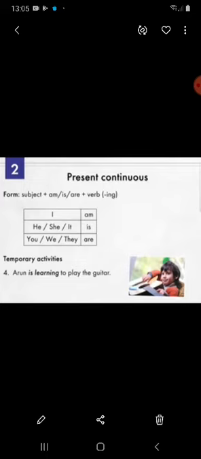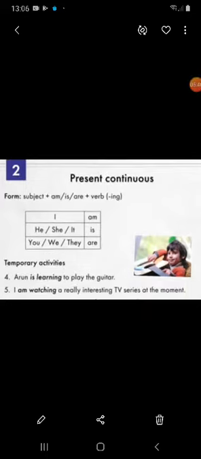So he is in the process of learning to play an instrument. Now, a couple more examples, like I'm watching a really interesting TV series at the moment, or my sister is staying with us for a couple of weeks.